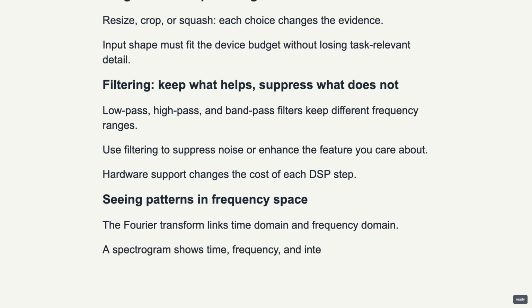A spectrogram spreads the signal across time and frequency, so structure becomes visible instead of buried in a single line. Short commands, machine tones, wildlife calls, and vibration events often separate more cleanly once the energy is laid out this way.